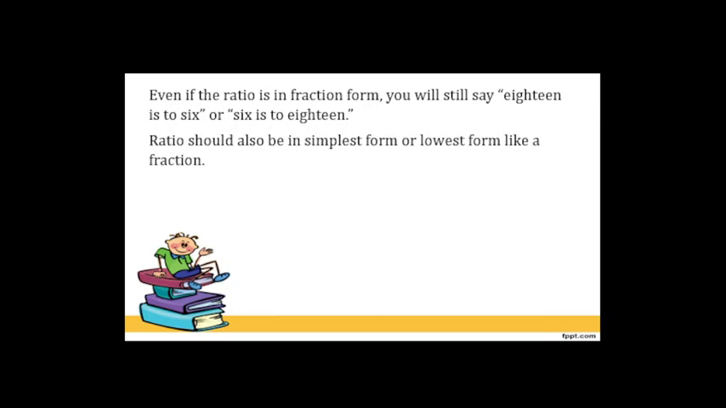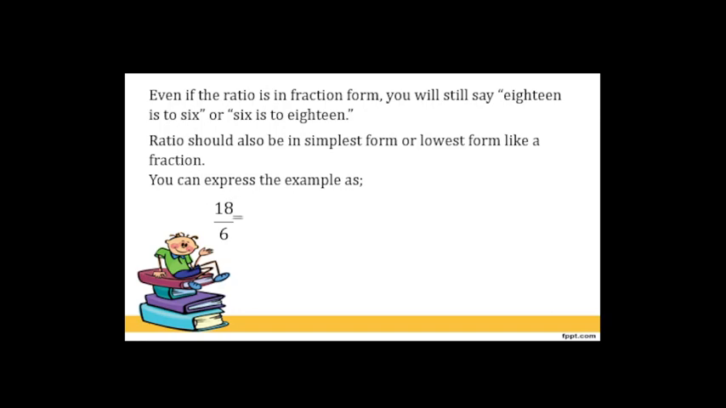Again, a ratio should be in simplest form or lowest form, like a fraction. You can express the example as 18 is to 6 or 18 over 6. So, we can divide both terms by 6. 18 divided by 6 is 3, and 6 divided by 6 is 1.